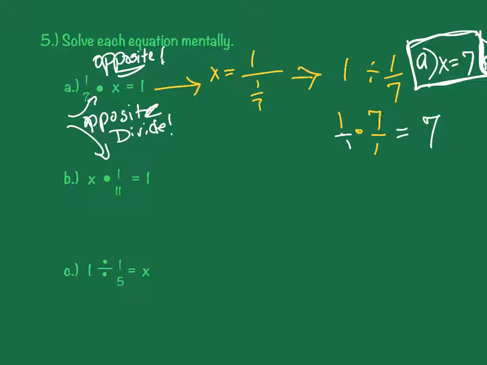Next, B. X times, well, I know the opposite of multiplying is dividing. So I am going to divide 1 divided by 1/11. Mrs. De Silva, that's so scary. I don't know what to do. No. It's fun, folks. It's fun. 1 divided by 1/11. Did you already forget that fractions are our friends? I hope not. Keep the first, flip the second, then we multiply. Keep the top with the top and the bottom with the bottom. There it is. So that means for B, x equals 11.